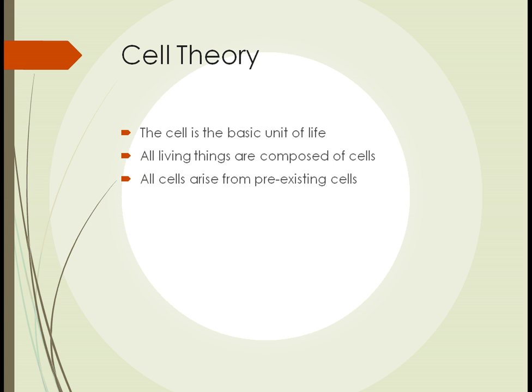One of the first things to understand about cells of any type is cell theory. Cell theory, devised in the mid-1800s, is based on three main precepts. The first is the cell is a basic unit of life. Anything that's alive will consist of at least one cell. All living things are composed of cells, which goes with the first one.